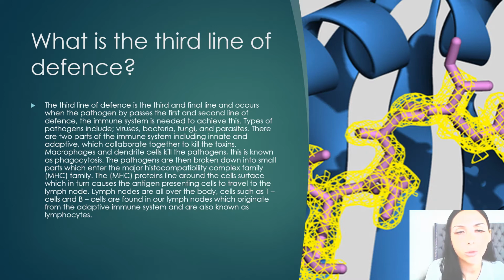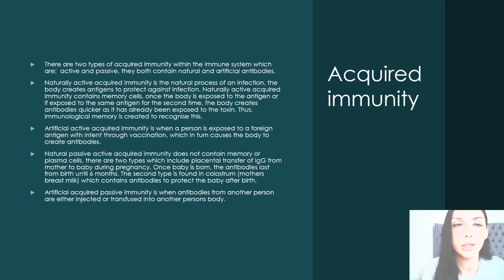Lymph nodes are all over the body, such as T cells and B cells, which are found in our lymph nodes, which originate from the adaptive immune system and are also known as lymphocytes. So, acquired immunity. There are 2 types of acquired immunity within the immune system, which are active and passive. They both contain natural and artificial antibodies.